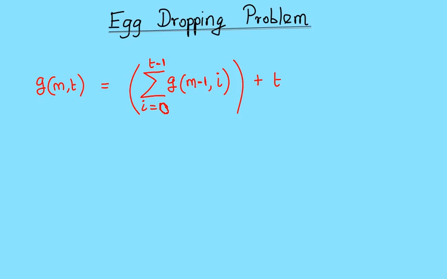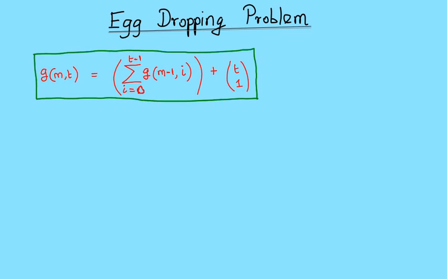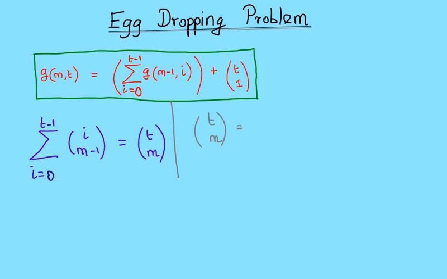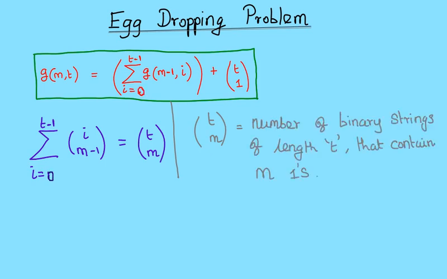Let us rewrite this t as t choose 1. Now to solve this, let us make an observation. Summation of i choose m minus 1, where i ranges from 0 to t minus 1, is t choose m. It is easy to see why this is the case. Note that t choose m is the number of binary strings of length t that contain m number of ones.